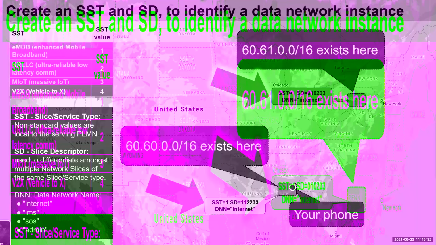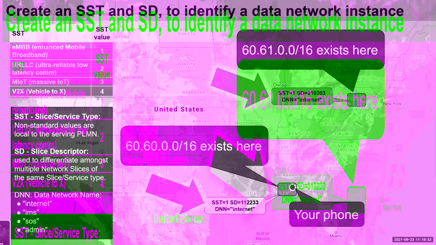So let's illustrate that. There we notice are the two slices. They're both enhanced mobile broadband. We observe they both have internet, so both those services are available there. But these data network names have different slice descriptors. This is for the artificial intelligence, the part that theoretically you don't need to know anything about. But I think in a practical sense, you do need to understand this if you're going to understand ultimately how we can use this.